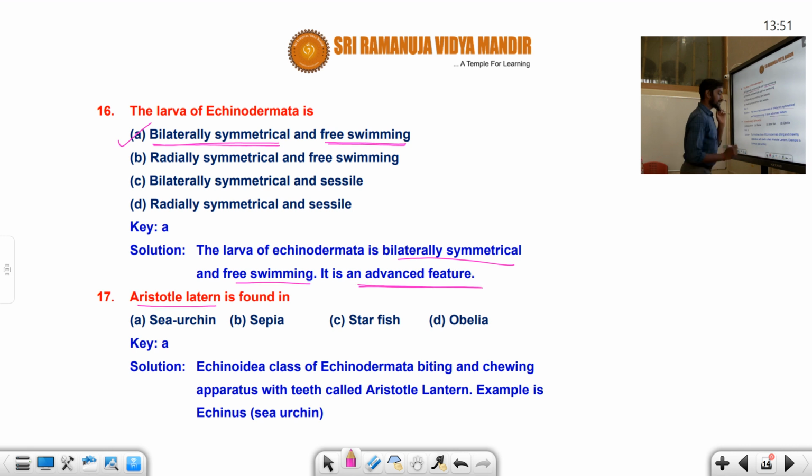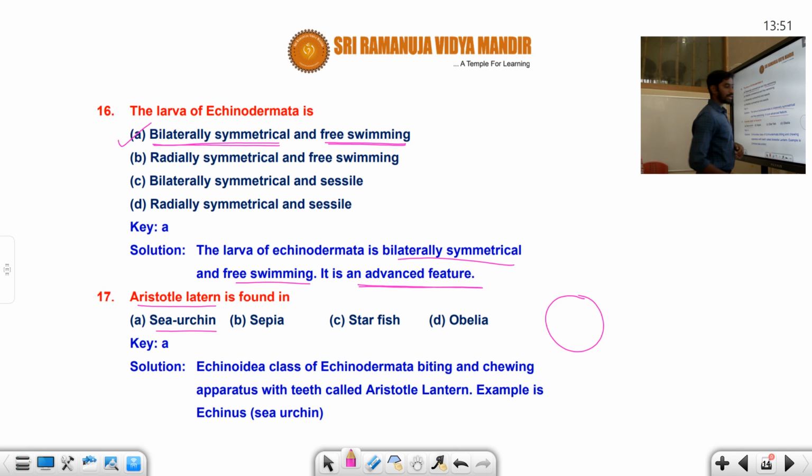It is found in, what is that? Sea urchin. Okay, so for example you can see the mouth is actually a biting and chewing type of mouth. We can observe the mouth is actually designed like this, student. So now you can see this is a mouth.